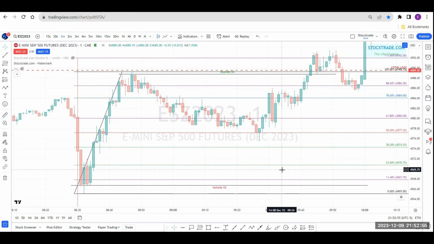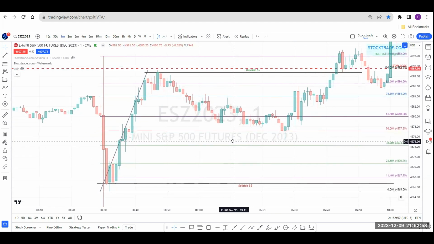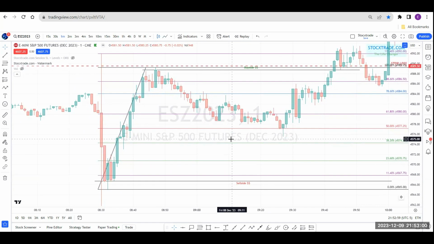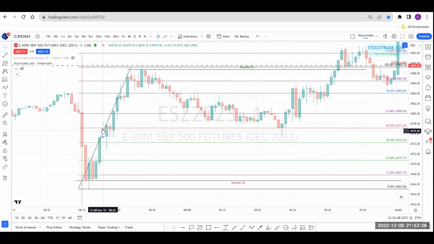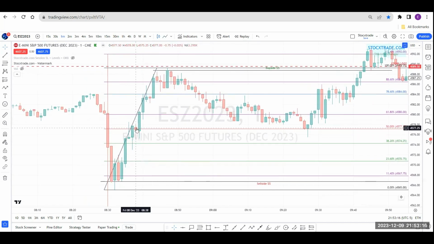Okay. And I need to mark the fair value gaps. So these are the major things I need to mark. So what is my demand zone? Once the price is bullish and green candles are there, your red candle will be your demand zone. It is an undecided base candle, where the body should be less than 50% of the whole candle.